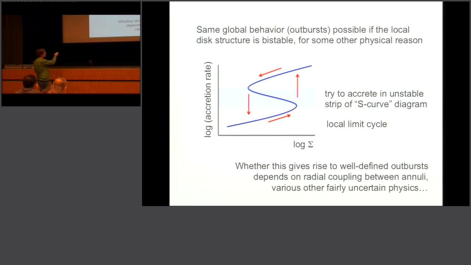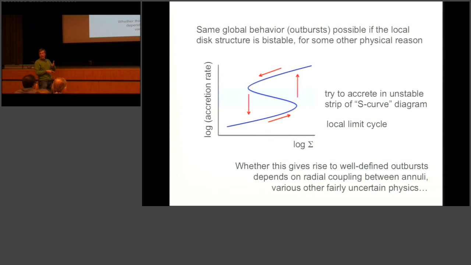So we're trying to accrete, maybe this is 10^-6 solar masses per year. But we're on this lower branch, so the mass is only flowing through the disk, maybe at 10^-8 solar masses per year. So we're feeding this annulus of the disk with more matter than it's able to transport inwards. As a result, its surface density rises, and it tracks up on this S-curve until it reaches this corner here. At that point, it jumps to the high accretion rate state, where it now has a much higher accretion rate, maybe 10^-4 solar masses per year.